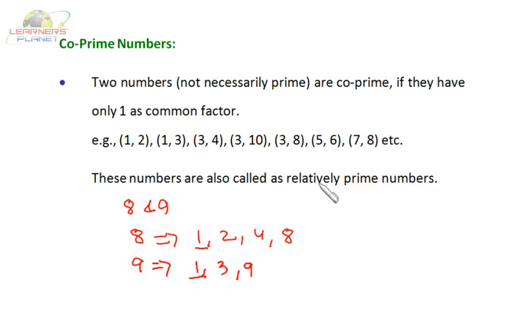Okay, kids, it is not necessary that two numbers are co-prime only if they are prime. In this case, 8 and 9 individually are not prime numbers, but as a pair they are co-prime numbers. And why are they co-prime numbers? They have only one common factor, that is the number 1. Let's take one more example.